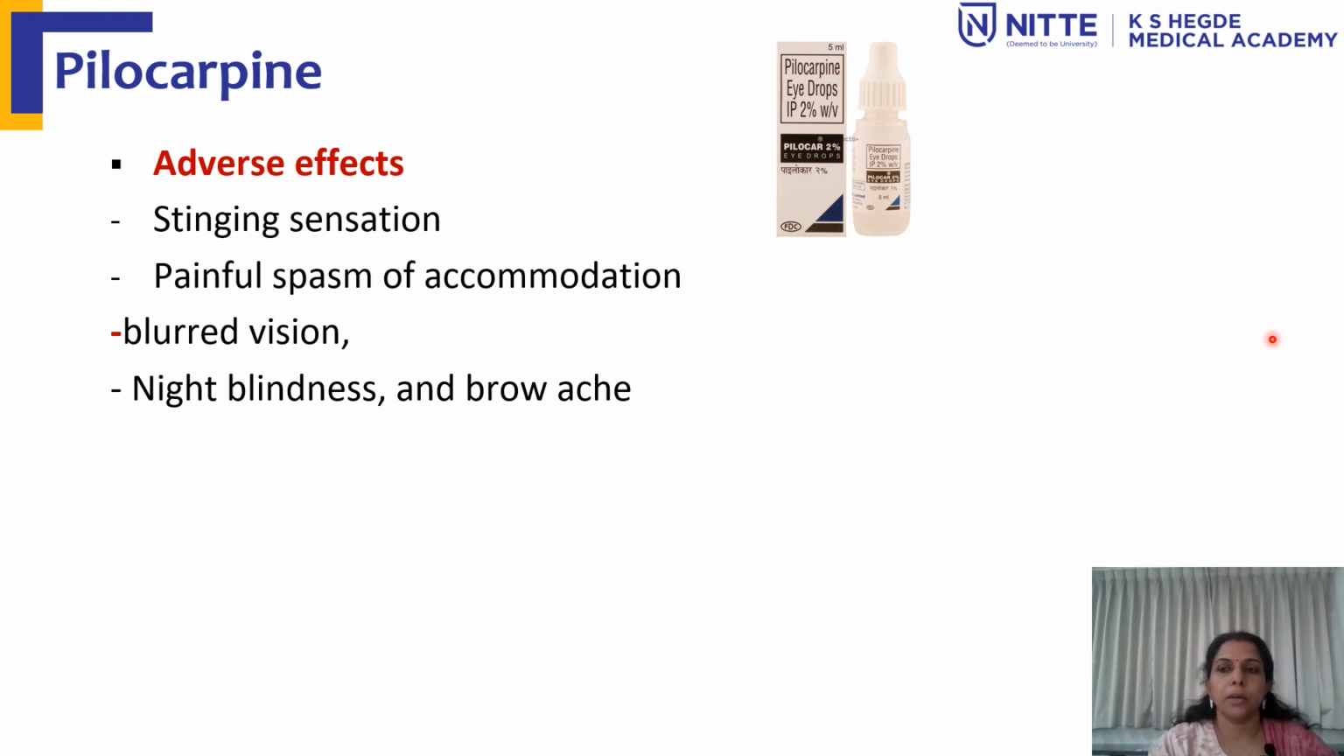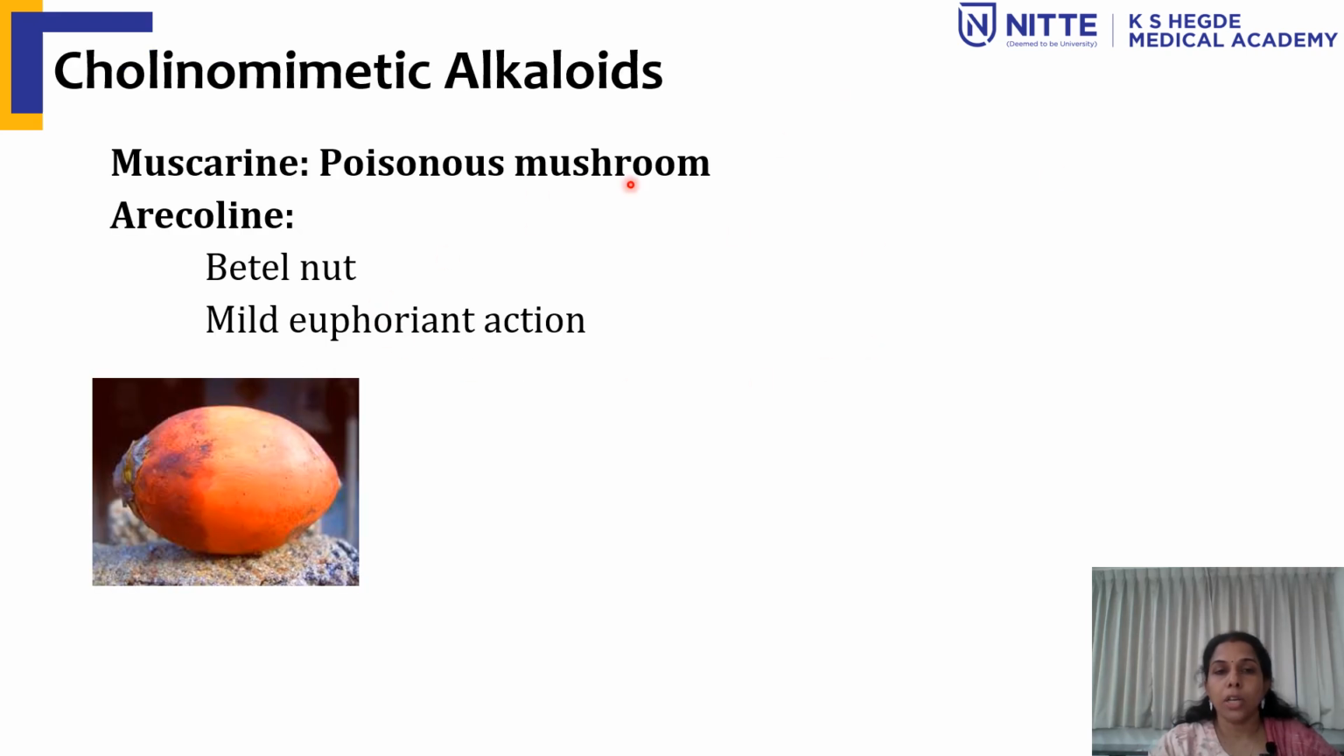Next is about the cholinergic alkaloids: muscarine, found in poisonous mushrooms, and arecoline, which is present in the betel nut, as you might have seen. It induces mild euphoria. So that's all about the cholinergic drugs.